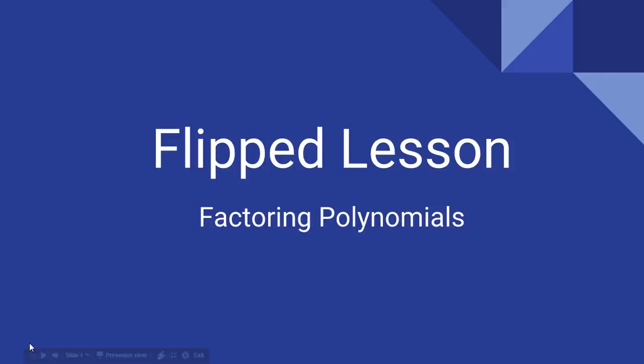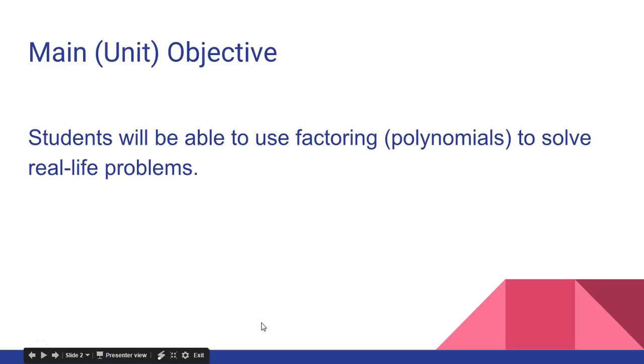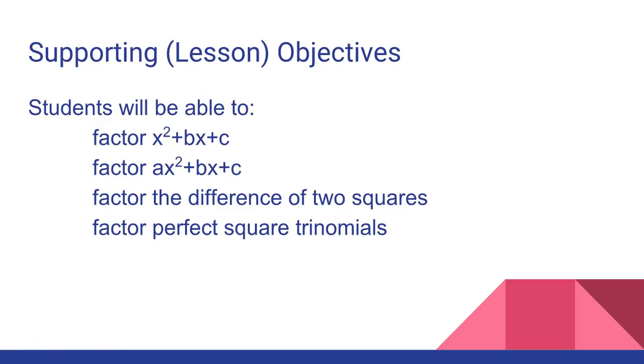Welcome to today's flipped algebra lesson from Chapter 7, Factoring Polynomials. The main unit objective of Chapter 7 is for students to be able to use factoring polynomials to solve real-life problems. These supporting lesson objectives are students will be able to factor x squared plus bx plus c, factor ax squared plus bx plus c, factor the difference of two squares, and factor a perfect square trinomial.